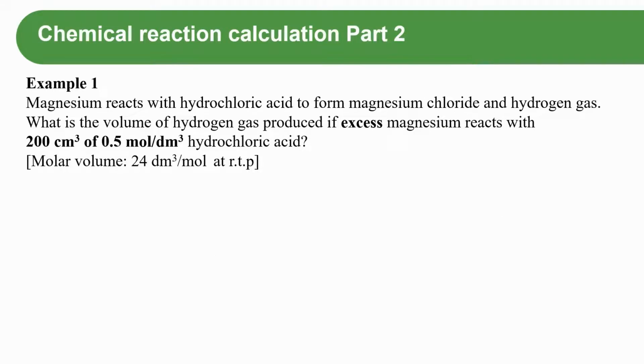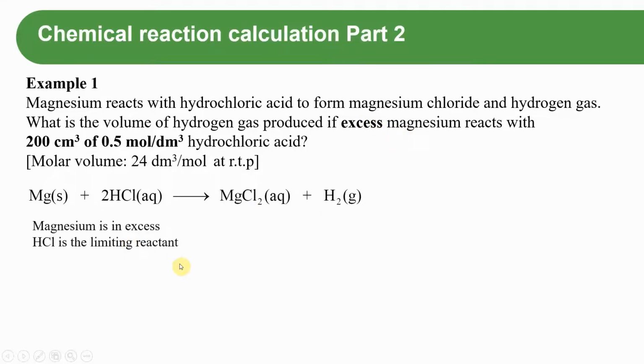Alright, for the first one, this is a reaction of magnesium with hydrochloric acid giving us a salt and gas. It can be represented in this equation. The equation is balanced. And the question is asking for volume of hydrogen gas produced if excess magnesium reacts with this amount of HCl. So now, the information given, first, it is excess magnesium. We have covered this before. If something is in excess, we will not use that for calculation. We will use the limiting reactant for calculation.